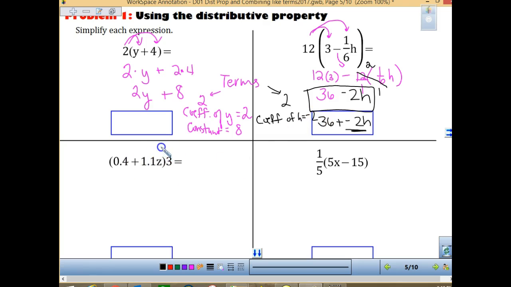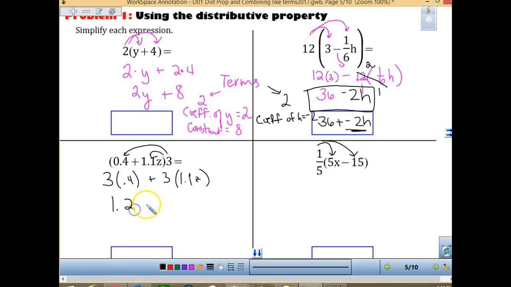I want you to try these next 2 on your own. This time the 3 is behind, does that matter? Still distributed. So show your work, 3 times the 0.4. Write this down, do the problem on your paper. Do the next one also, where you're distributing the 1/5. Do them both.